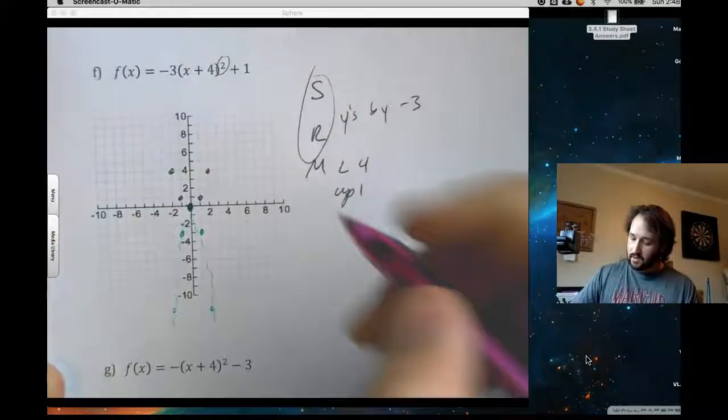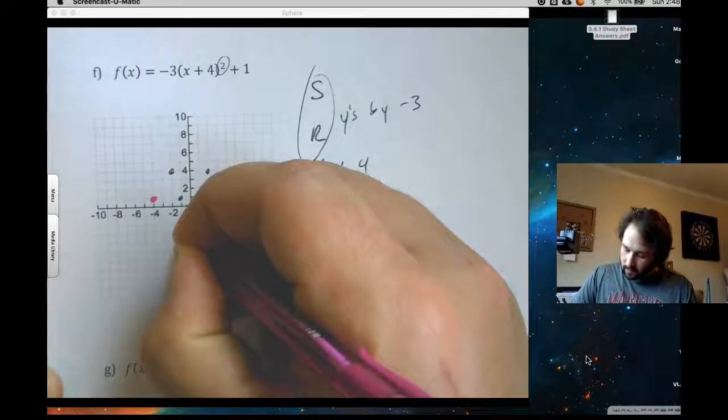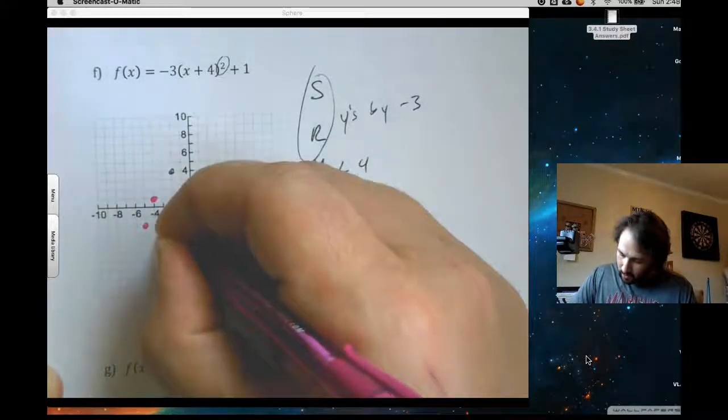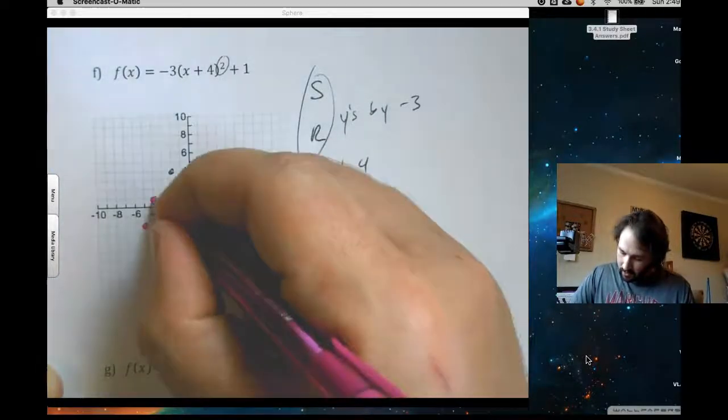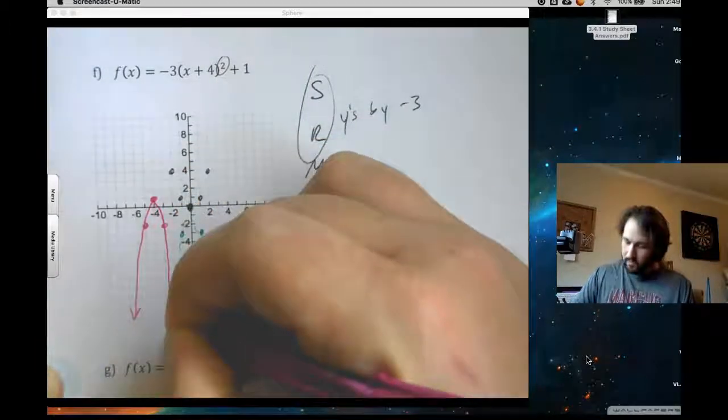And then I'm going to take everything, move it left 4 and up 1. So left 4 and up 1, left 4, up 1, and these points will be all the way down there. So I'll have something going more like this for my parabola.